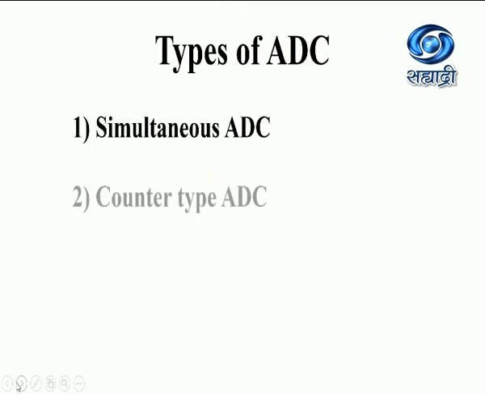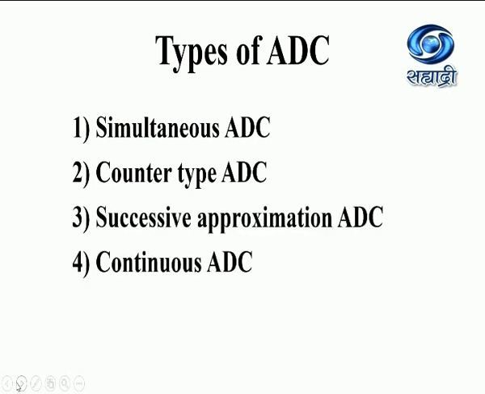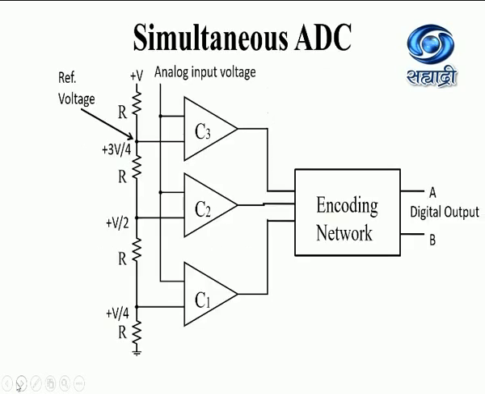So let's see the types of ADC. In your chapter, 4 types of ADCs are given. The first one is simultaneous ADC, the second one is counter type ADC, the third one is successive approximation ADC, and the fourth one is continuous ADC. So let's start with the first type of ADC, that is simultaneous ADC.